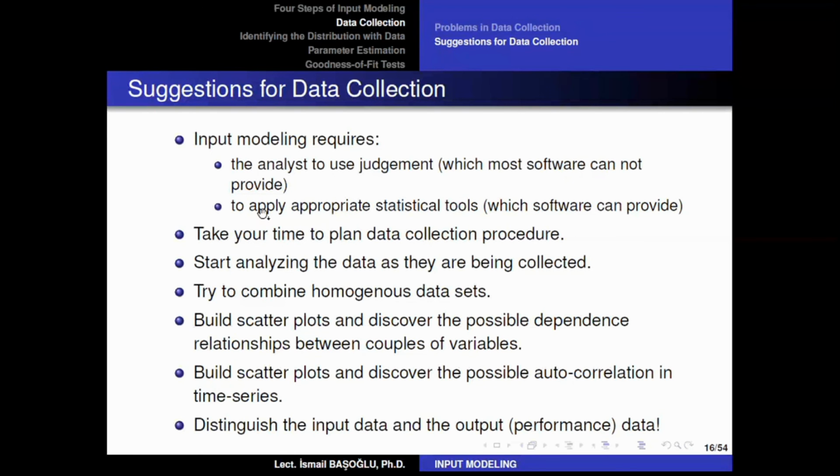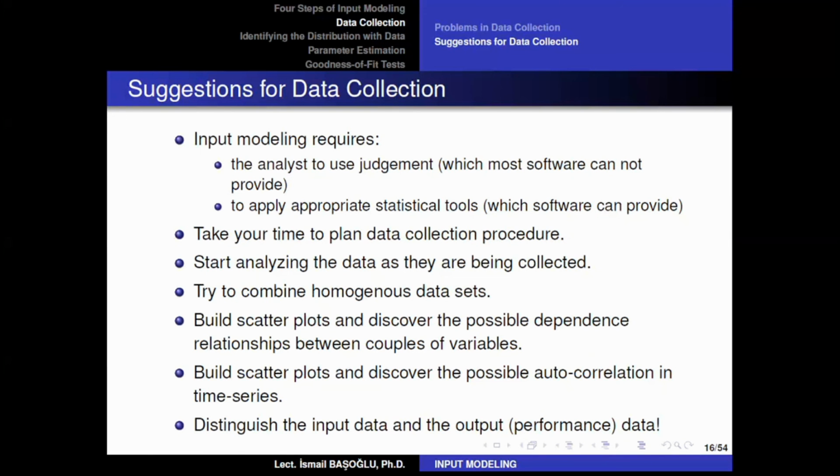However, we also need to apply appropriate statistical tools. For example, we need to apply goodness of fit tests. We need to draw different descriptive statistics like histograms and scatter plots, and these kinds of tools are provided by the software. Actually, the input modeling must be performed by humans. However, this does not necessarily mean that they should not use any statistical tools which are provided by software. So we need to work together.